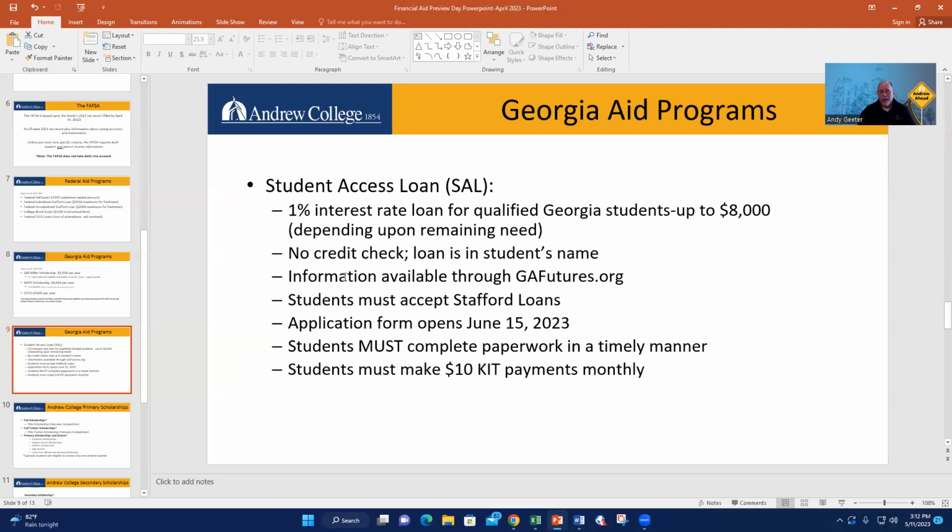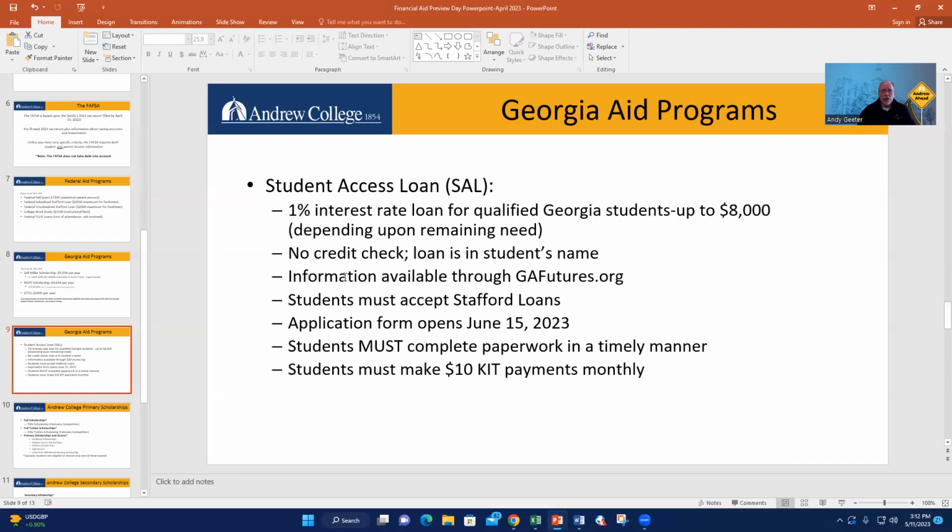Now it is considered to be a last dollar loan. So a student must have completed their financial aid and must accept Stafford loans in order to be eligible for the SAL loan. But assuming they meet that eligibility and they have remaining need, again, they can take up to $8,000 per year. Because it's in the student's name, there's not a credit check to it. More information about that is available from the Georgia Futures website, gafutures.org.